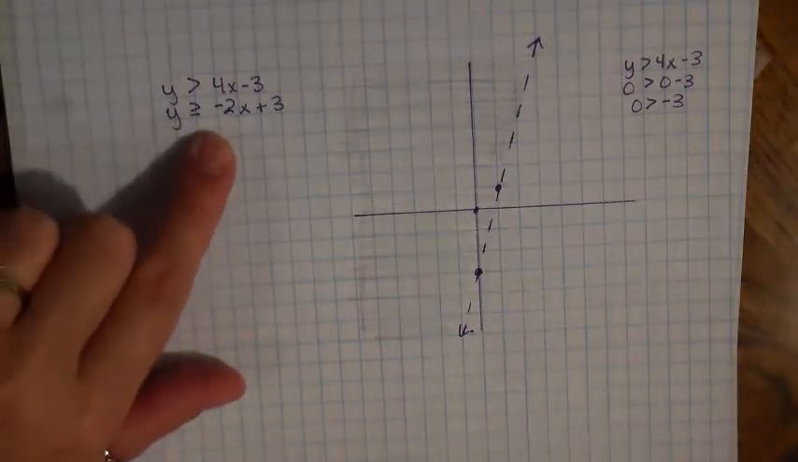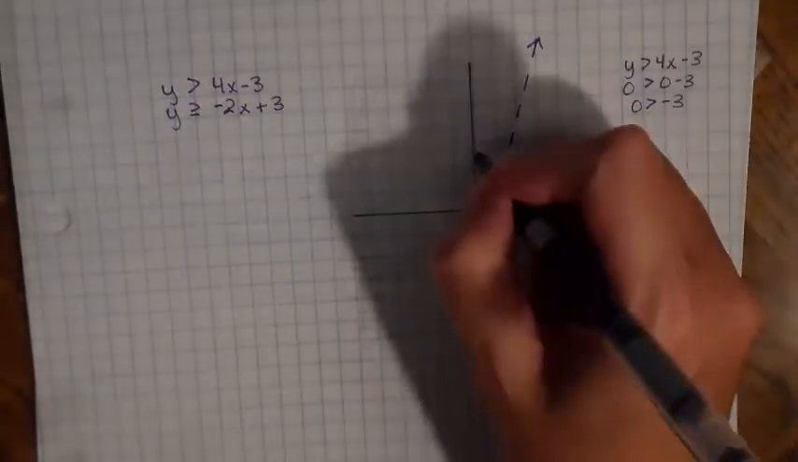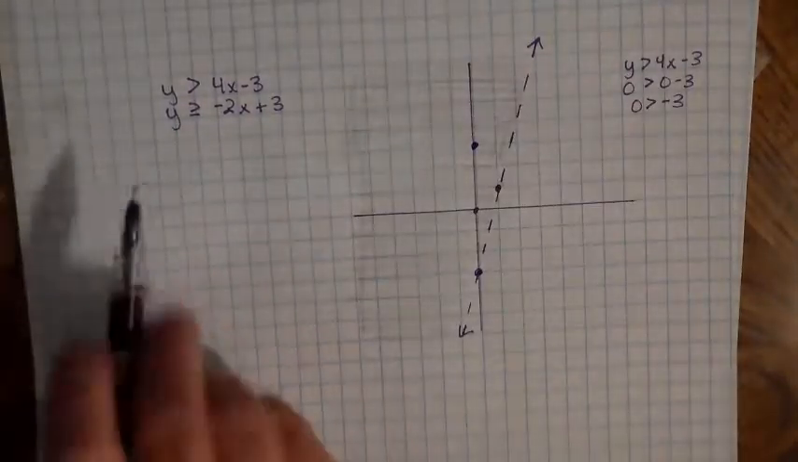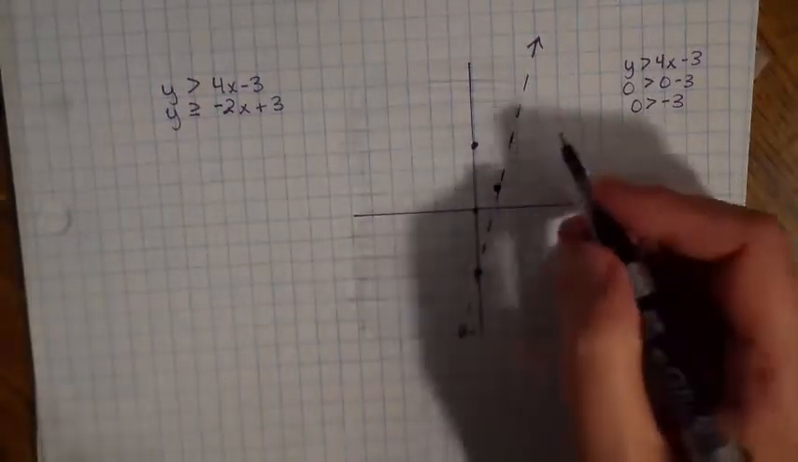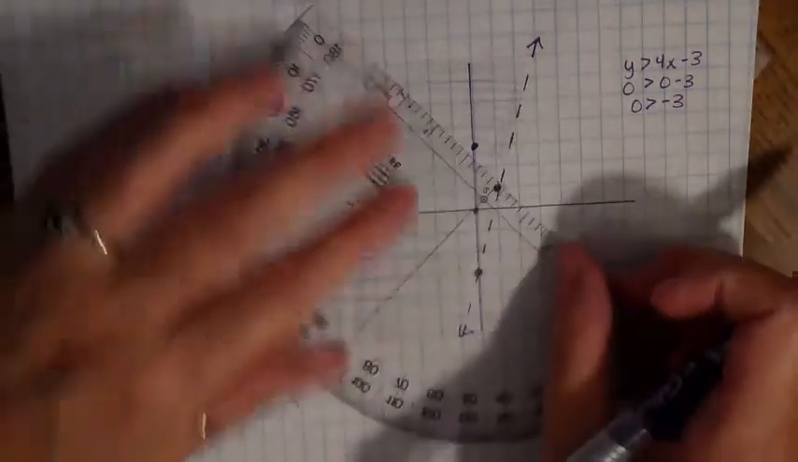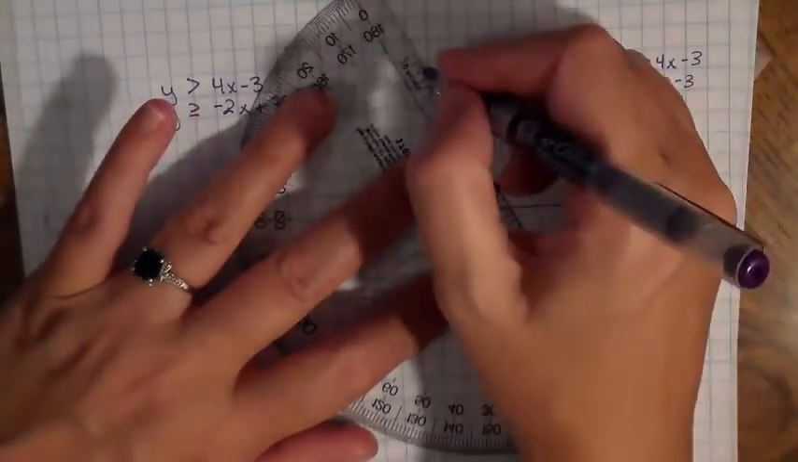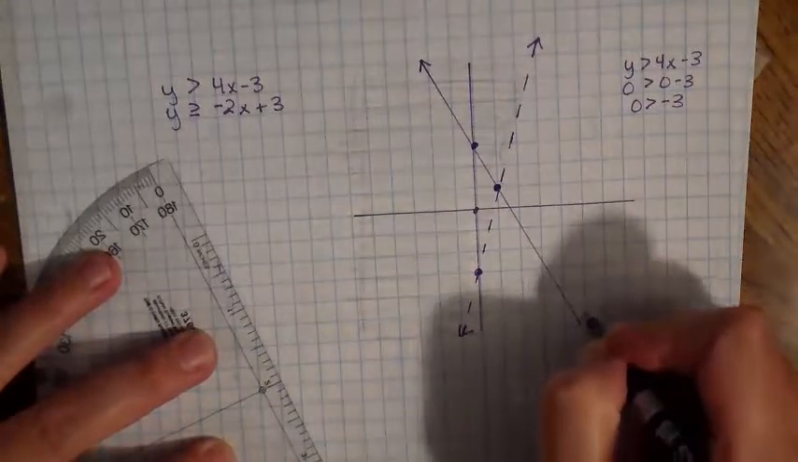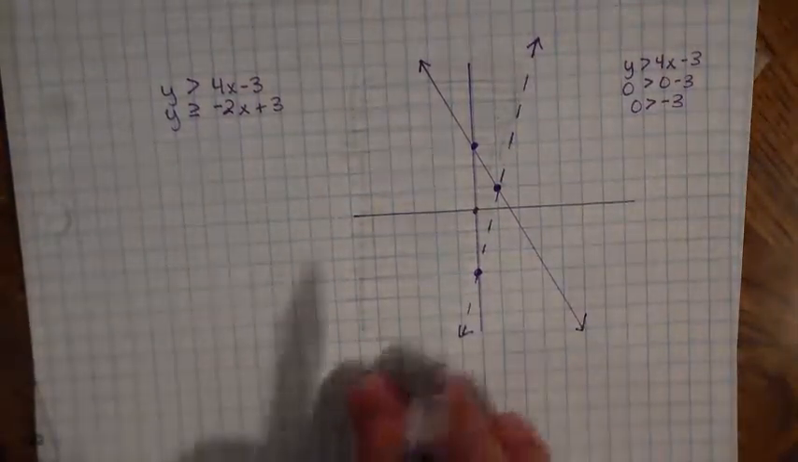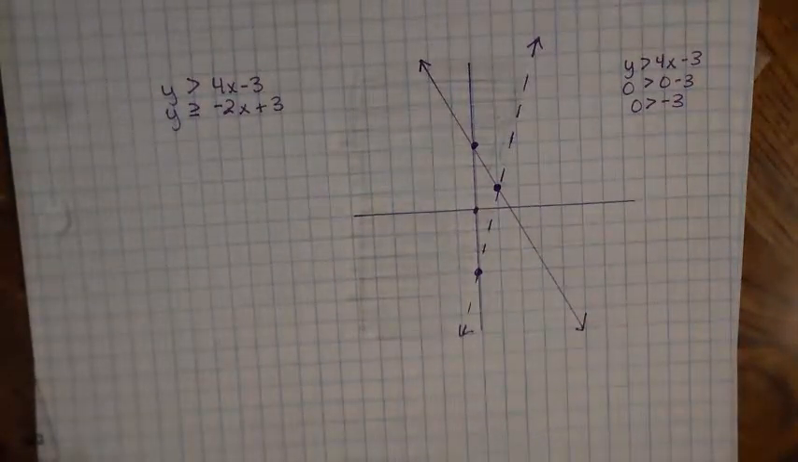Then I graph the second line. Y is greater than or equal to negative 2x plus 3, so I'll start at positive 3. And since I have a negative 2, I'll go down 2 and over 1. And this is a greater than or equal to, so I can draw a solid line.